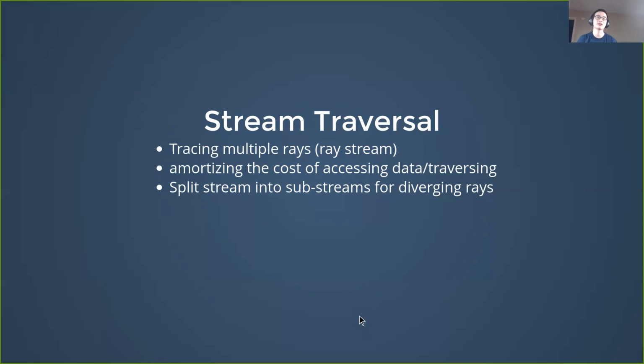On the other hand, if we have divergent rays, we need to split the stream into substreams. So with this method, the efficiency of stream traversal heavily depends on how coherent our rays are. If our rays are very coherent, then this can utilize SIMD code very well. On the other hand, if our rays are mostly divergent, then the overhead makes this method not worthwhile.